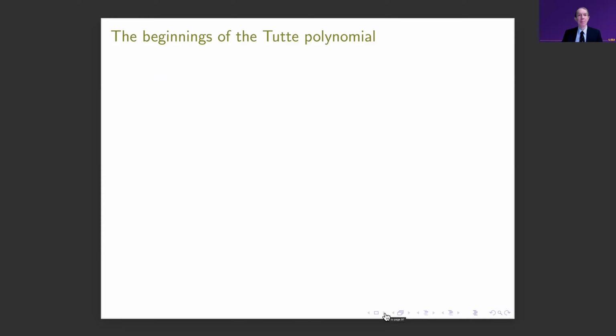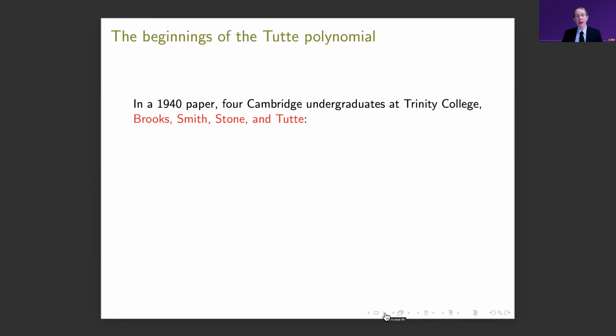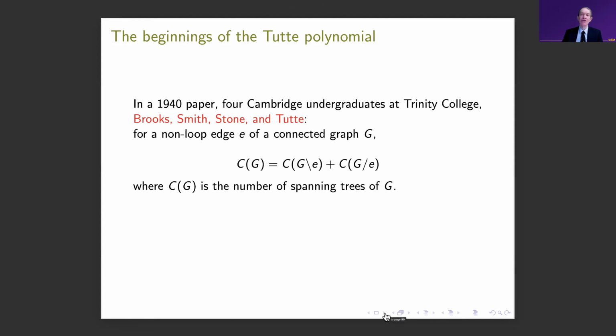Let me switch to the Tutte polynomial. Many of you know this story. Four Cambridge undergraduates who modestly called themselves, what was it? The important members, or the Four Horsemen, Brooks, Smith, Stone, and Tutte, one of whom was not a mathematics undergraduate, looked at the number of spanning trees in a connected graph, and they proved this deletion-contraction formula. The number of spanning trees in the graph G is the sum of the number of spanning trees in the graph G delete e plus the number of spanning trees in the graph G contract e.